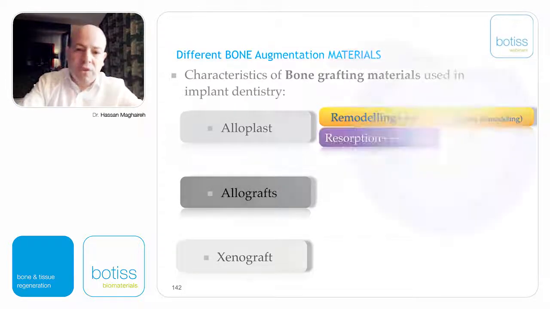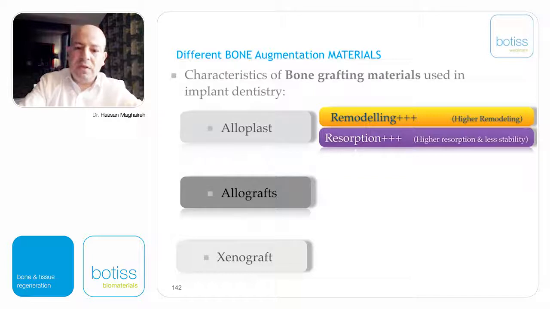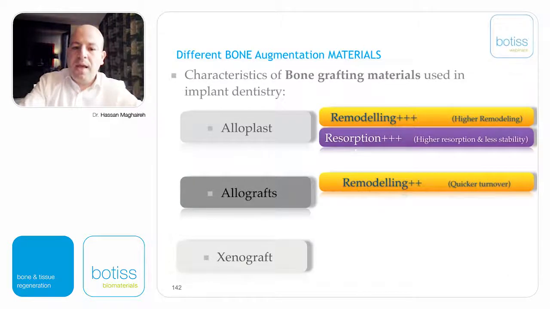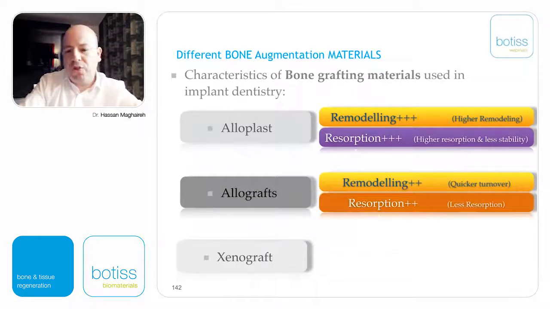Alloplasts tend to remodel quickly. That's a good advantage. But it tends to resorb quickly. And this is a limitation we have to take into consideration. With allograft, the remodeling is very good, very close to the autogenous bone. And actually, yes, it does resorb, but not that much. So it gives you some sort of medium stability.